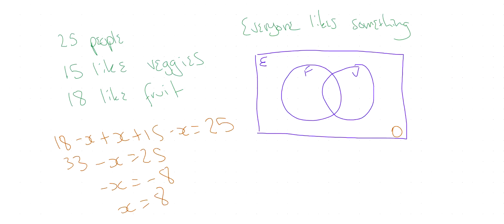So that means that there are 8 people in the center. So if there were 18 people who liked fruit, what number goes here? 10. And what number goes here? 7. So this one was a little bit easier just to be able to see, but making an equation so that you can solve for X is the easiest way to do this, especially if there are 3 circles, if there are more things going on.